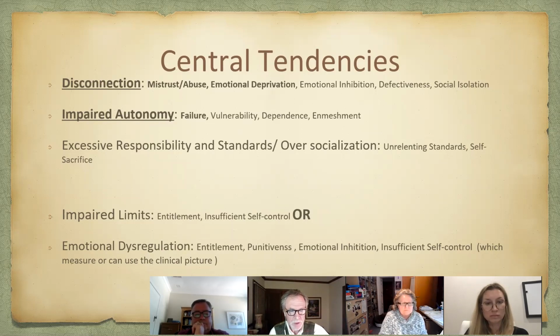We have impaired limits with insufficient self-control, entitlement, or this emotional dysregulation one, which may be that we have disconnection building up to the point where there's a triggering of emotional dysregulation and impaired limits. I think that brings out an important new dimension to this.